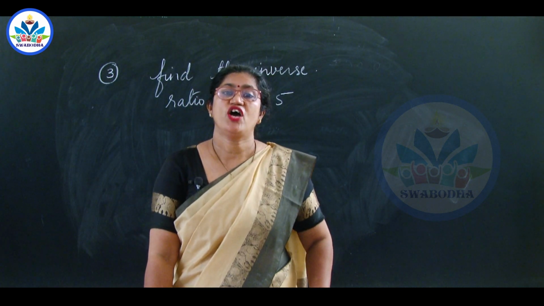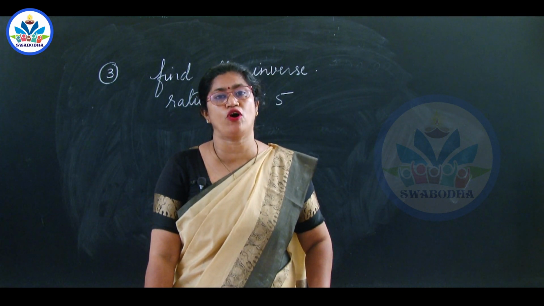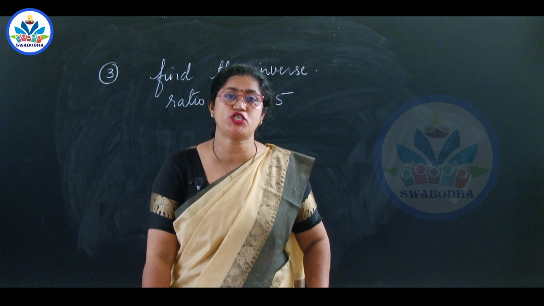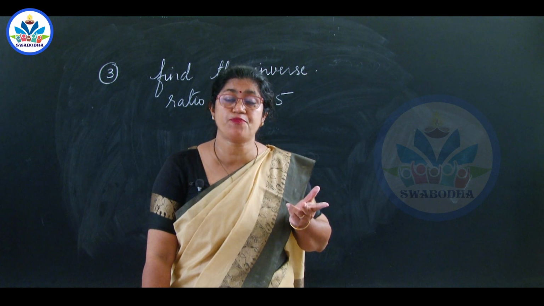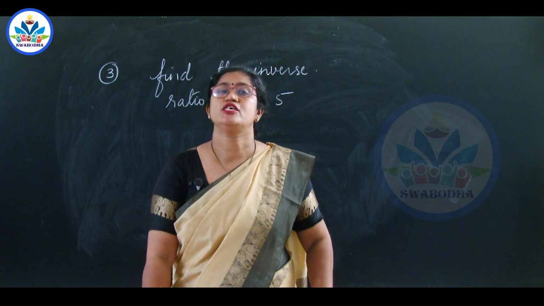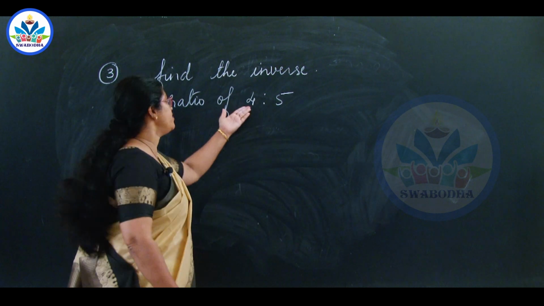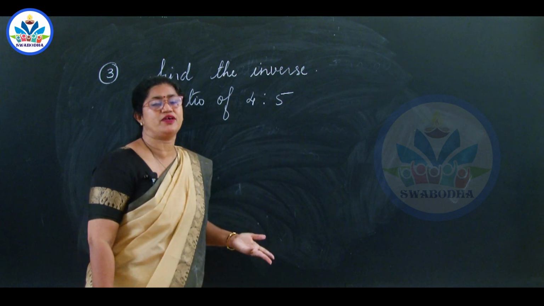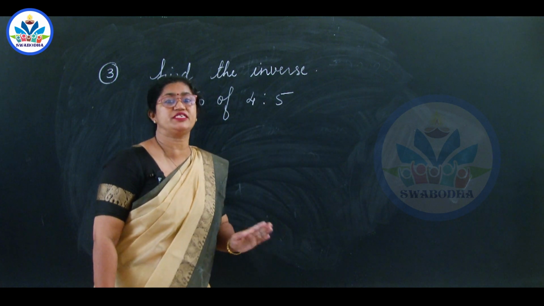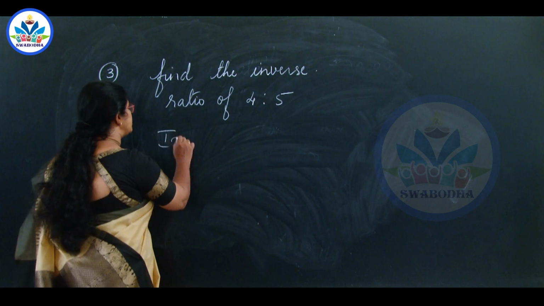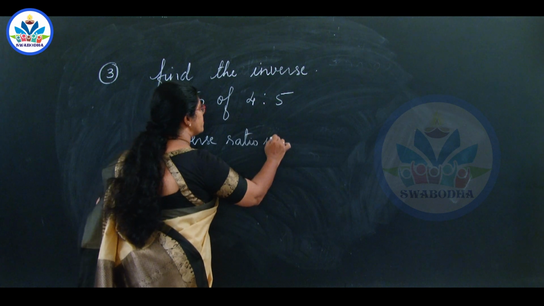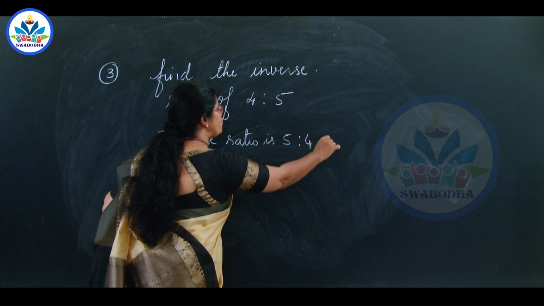Question 3, find the inverse ratio of 4:5. Inverse ratio, just take the reciprocal or interchange the first and the second term. So, the given ratio is 4:5, inverse ratio, interchange these two, 5:4. So, just write the inverse ratio is 5:4.